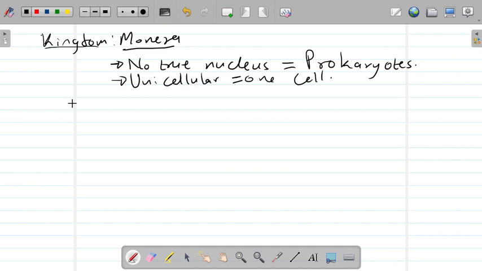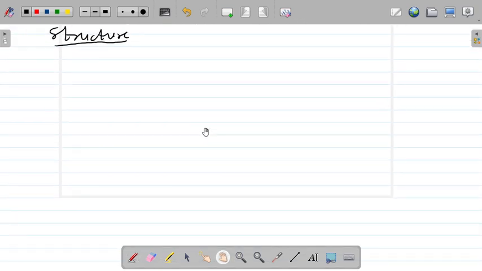The structure of bacteria. So what is the actual structure of a bacteria? How is it made? Good. First things first, if I draw this, let's put a proper heading here. Structure of a bacterial cell.